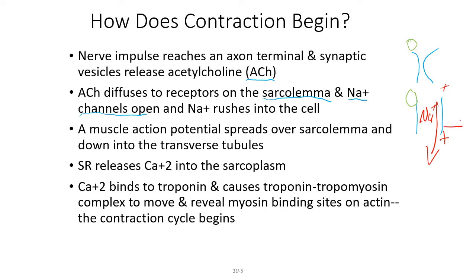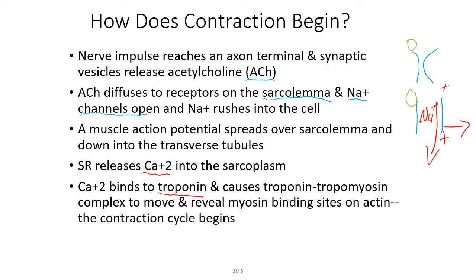That gets propagated along the surface of the cell and spreads across the sarcolemma, goes down the T tubules to where we have our sarcoplasmic reticulum. At the sarcoplasmic reticulum, that change in charge opens up calcium channels, and those channels allow calcium to diffuse into the sarcoplasm. And calcium is then going to go and bind to troponin.